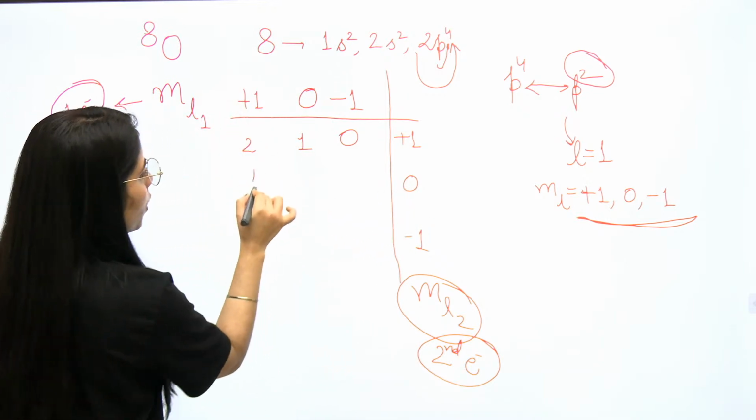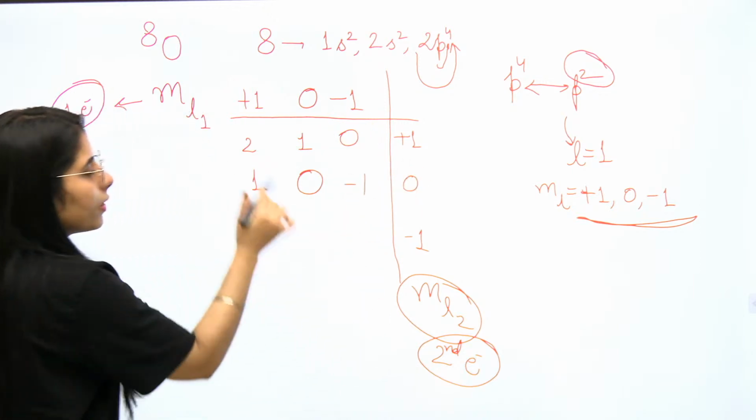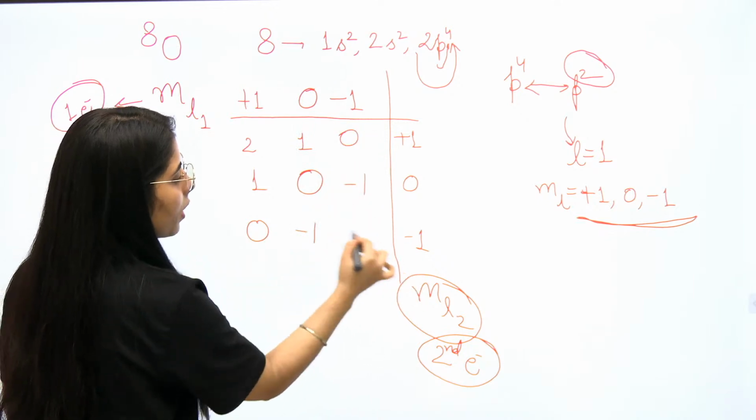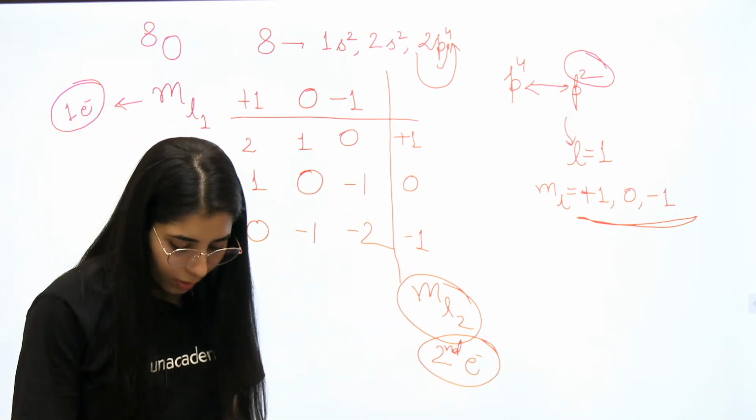+1, 0 + 1... 0, 0, 0. -1, 0, -1. Then +1, -1, 0. 0, -1, -1. -1, -1, -2. Any doubt anybody is going to have in making this?